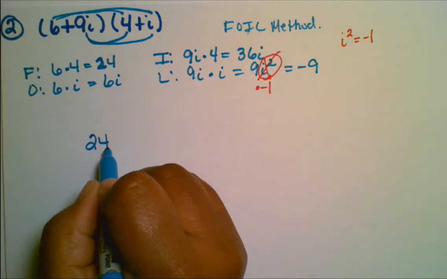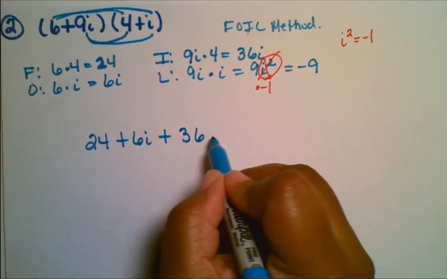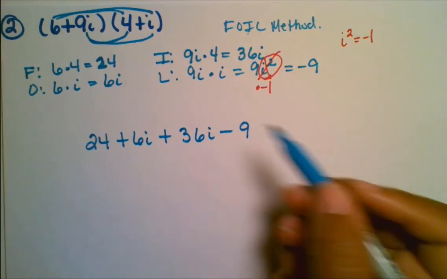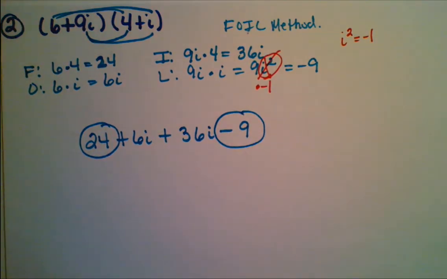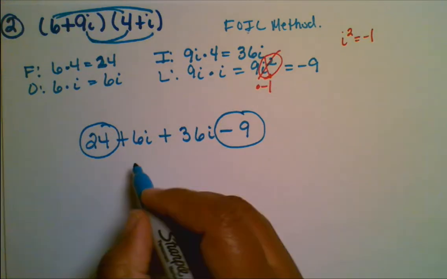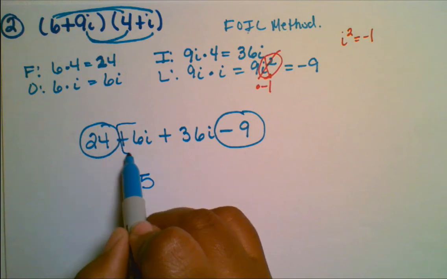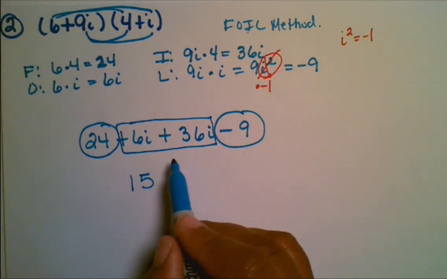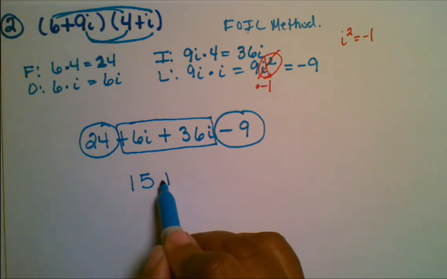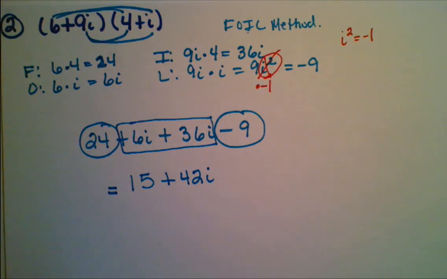So let's bring together our parts. I'm going to circle the real number part. 24 minus 9, which gives us 15. And then our imaginary part, 6i plus 36i, we have 42i. And that is our solution.